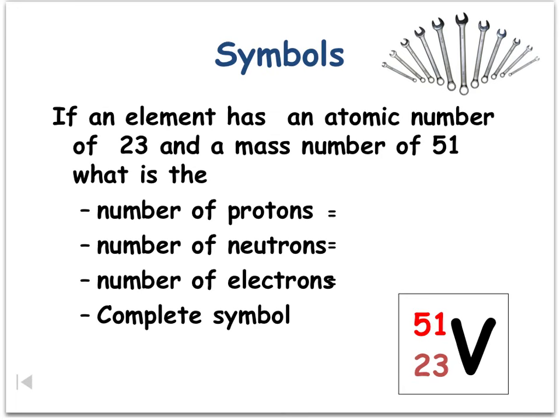Okay, this one should be easy. It gives you the complete symbol, and just find the number of protons, neutrons, and electrons. Pause the video and start it back up when you're ready. Your answer should have been 23 protons, 24 neutrons, and 23 electrons.